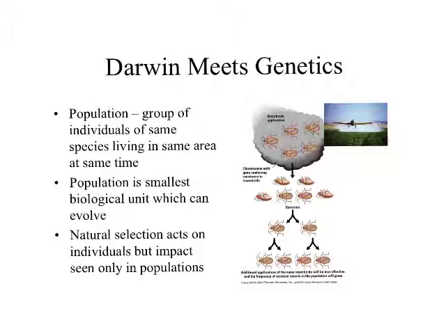Now a population is the smallest biological unit which can evolve. So we don't really say that individuals of a species evolve. It is the population of the species that evolves. Natural selection is going to act on the individual, but we're only going to see the results as we see which way the population shifts, whether it's toward small beaks versus long beaks for birds, for example.